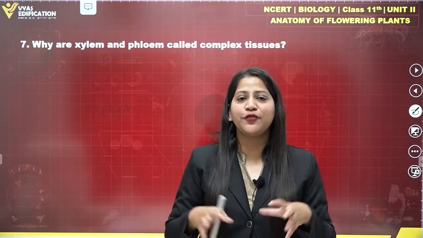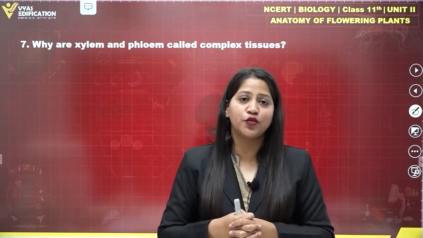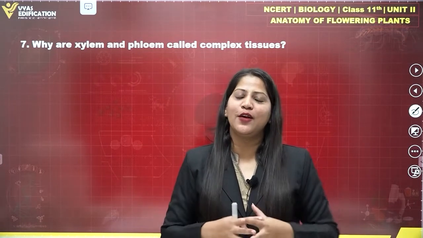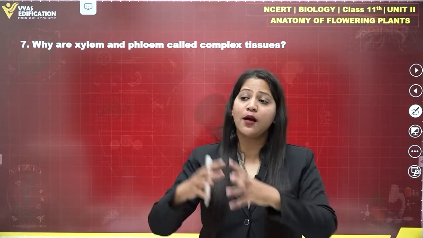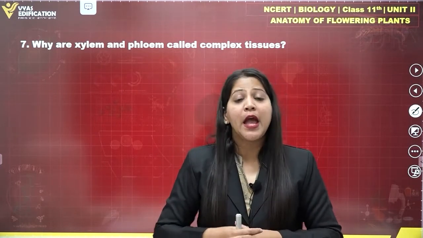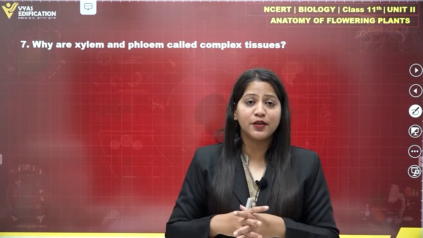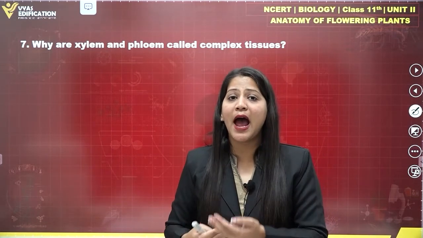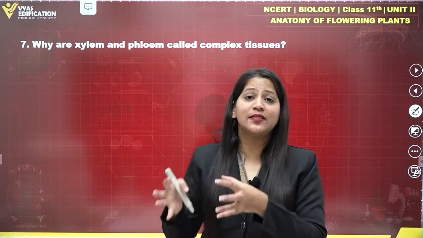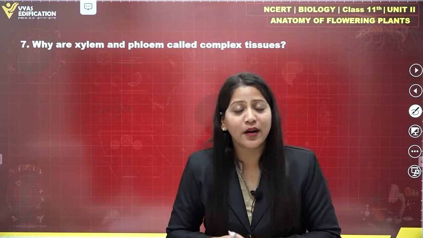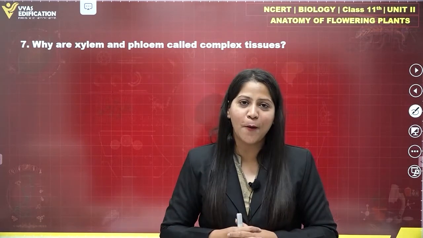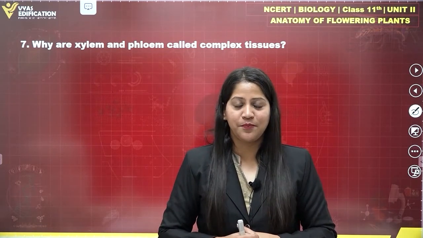And the arrangement of different kind of cells together to form a tissue known as xylem and phloem, that is why they are known as complex tissues, because they are made up of different kind of cells. Now all these different kind of cells which are making up xylem and phloem tissues as a complex tissue, all these different cells are working together in a coordinated manner and as a unit to perform various kind of functions.